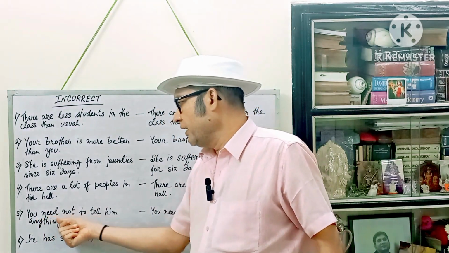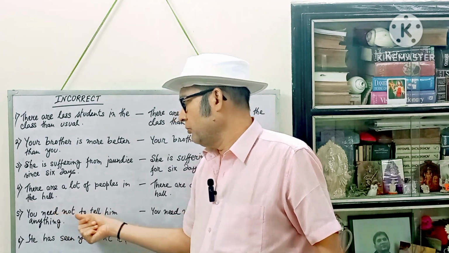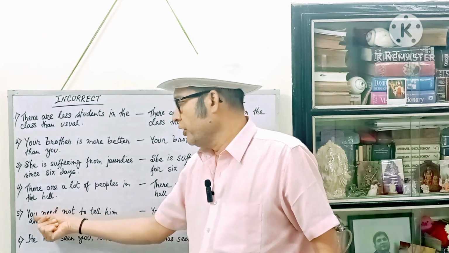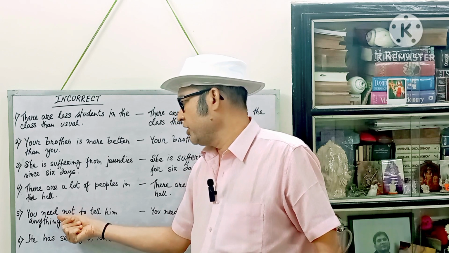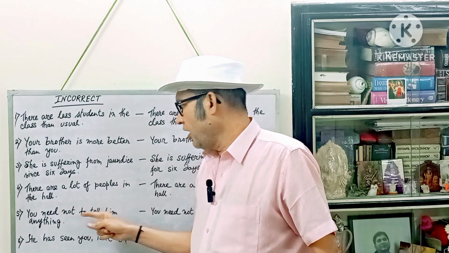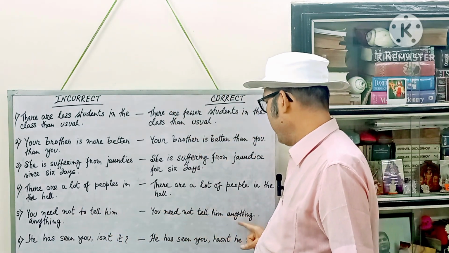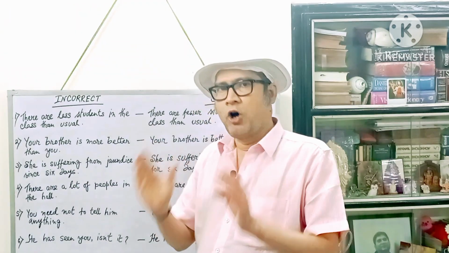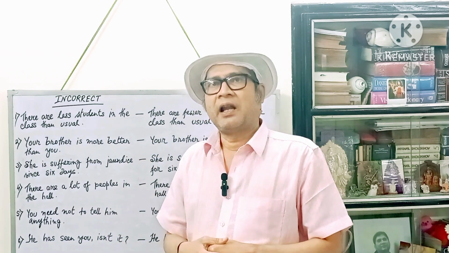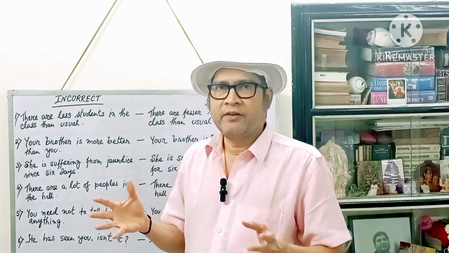Needn't itself is an auxiliary verb, and as it is an auxiliary verb, we cannot use "to" after it. So we know very well the formula: subject plus auxiliary verb plus verb. So you need not tell him anything, and that's why the correct sentence is you need not tell him anything. But when we drop "not" and use the word need only, then we are allowed to use "to", because in that sentence need is not an auxiliary verb.